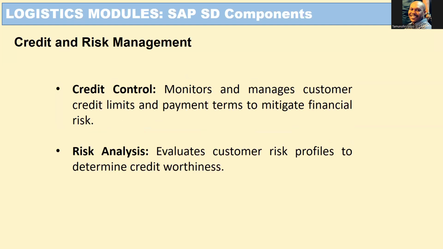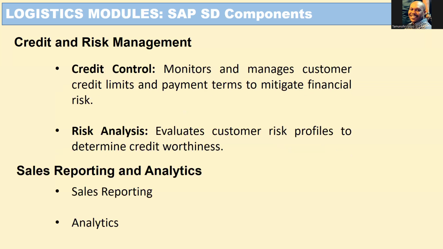There is the credit risk management. We talked more about this in the FI model, where you have the credit control, which monitors customer credit limits to mitigate financial risk. If a customer is owing you, you wouldn't want to be giving him products while he's defaulting on payments. It also does the risk analysis, which evaluates customer profiles to determine their creditworthiness.